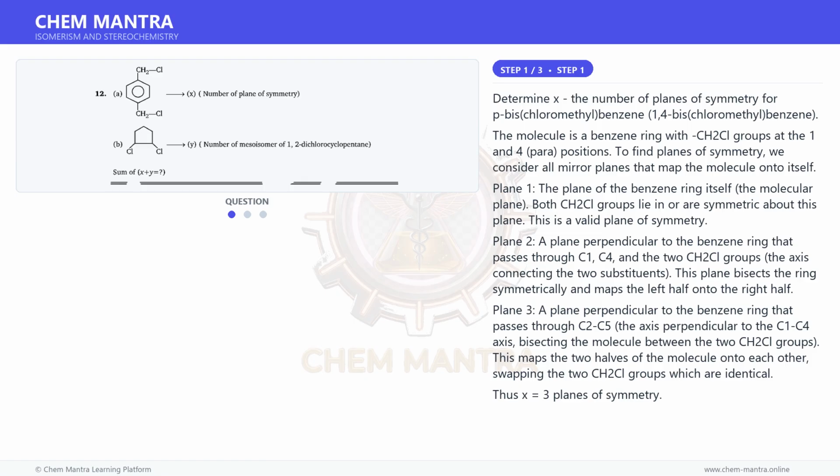Plane 3, a plane perpendicular to the benzene ring that passes through C2-C5, the axis perpendicular to the C1-C4 axis, bisecting the molecule between the two CH2Cl groups. This maps the two halves of the molecule onto each other, swapping the two CH2Cl groups which are identical. Thus X is equal to 3 planes of symmetry.